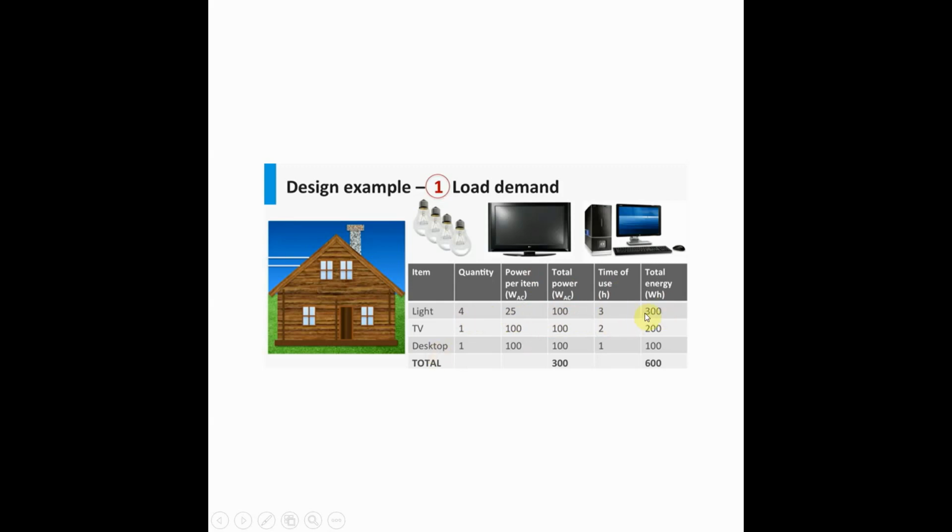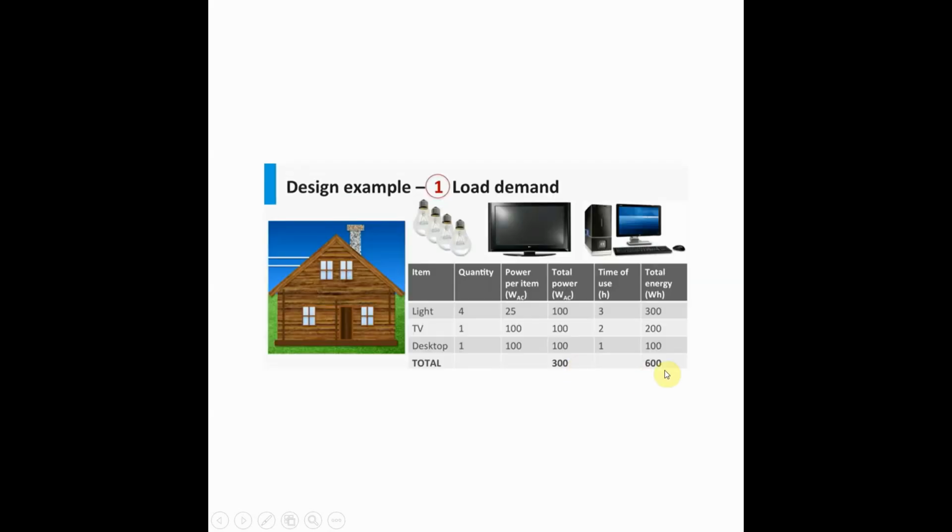hours energy. Similarly, for the TV, the power rating is 100 watt, and 100 multiplied by 1 is 100, and we use the TV for 2 hours every day, so 2 multiplied by 100 is 200 watt hours. Similarly, a desktop computer is 100 watt, and we use it for only 1 hour, so 100 multiplied by 1 is 100 watt hours. When we add these 300, 200, and 100, we get 600. So now we want to design the grid connected system for the load of 600 watt.